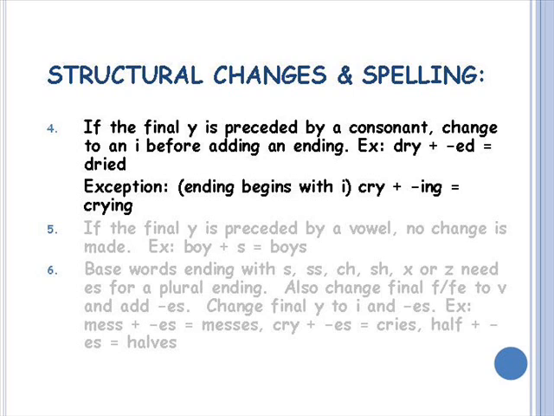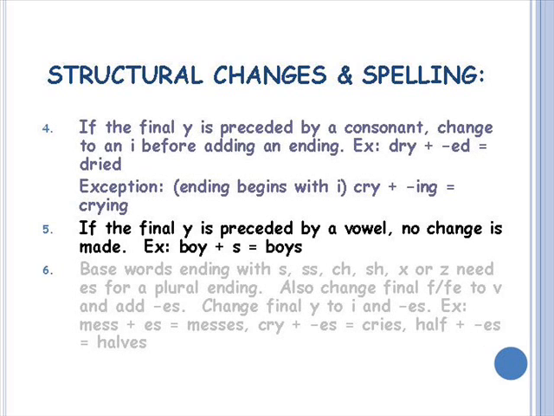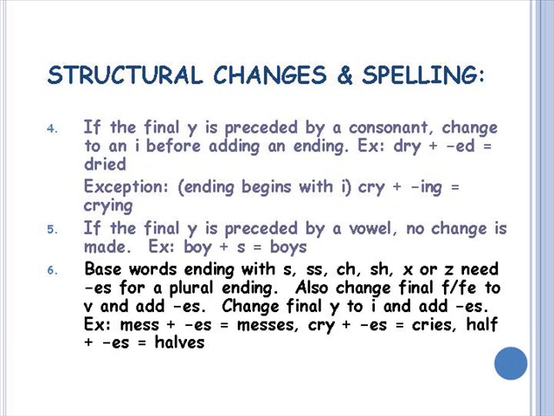Fourth, if the final Y is preceded by a consonant, such as the word dry, change the Y to an I before adding an ending, as shown in the example here. There is an exception for endings that begin with I. In this case, you keep the Y and add the ending starting with I. Fifth, if the final Y is preceded by a vowel, no change is made.